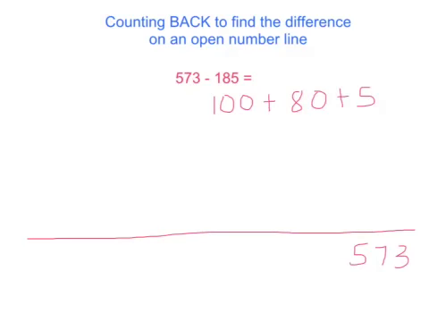So we know we need to go back 100. So we're going to start at 573 and count backwards minus 100, which will put us at 473.